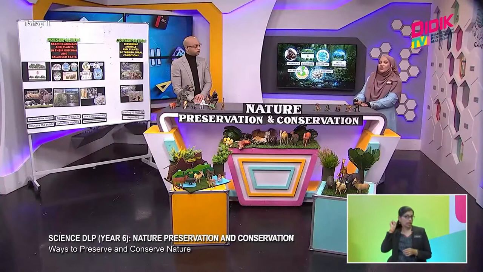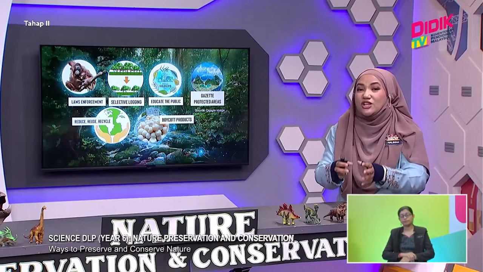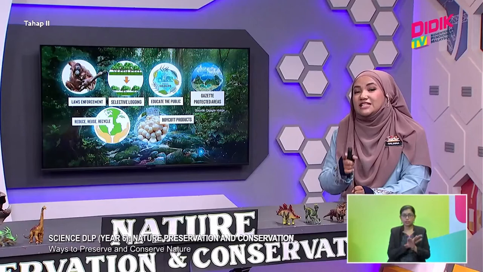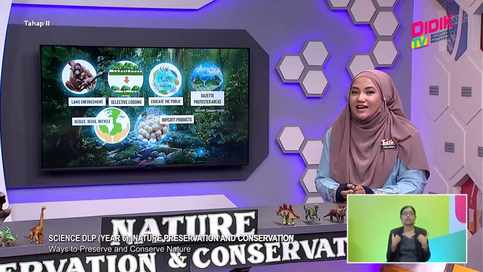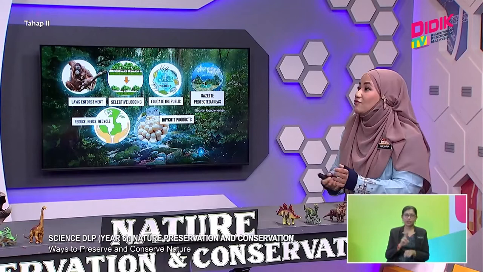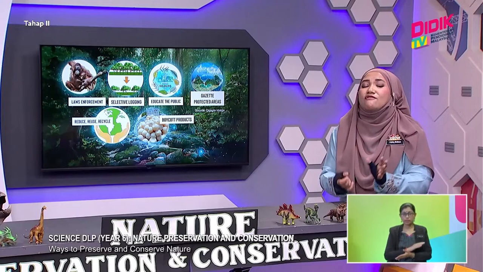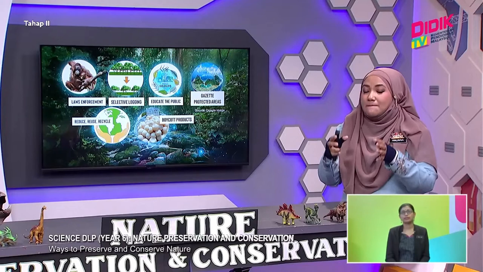So I hope everyone understands that protecting or preserving an area is not just the physical area, but also we need to educate the public and also enforce laws. And don't forget selective logging, and also reduce, reuse and recycle. Why is that? Because as we know, paper is made from trees, right? So when we reduce the amount of paper, we will of course reduce the amount of wood that needs to be cut. So that is another way we preserve what is already there.